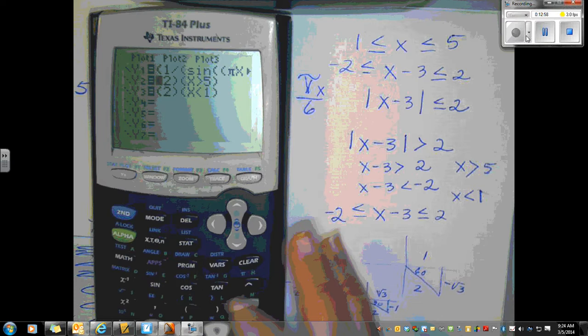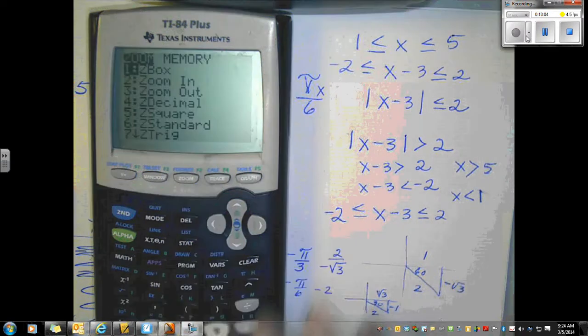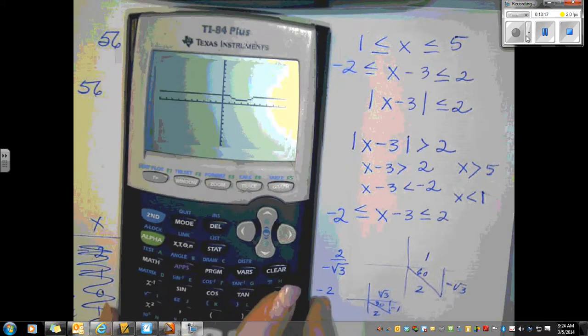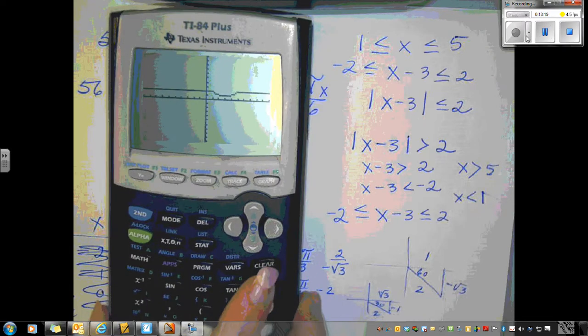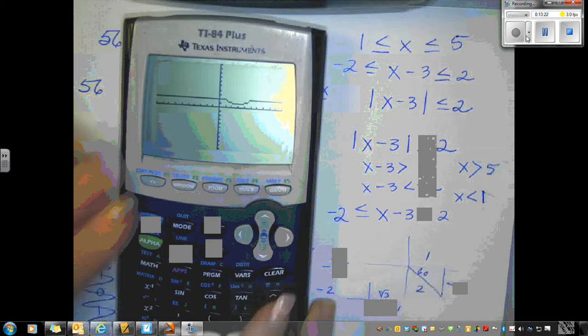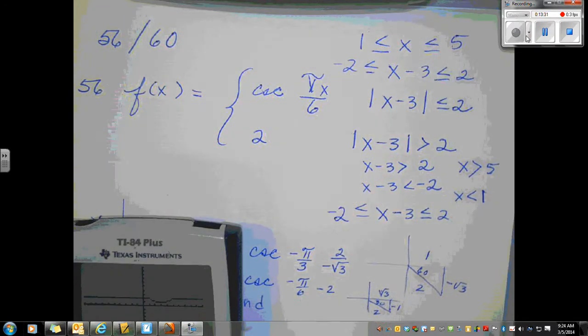Okay, now, because that was a trig function, what I did is I hit zoom 6 trig. And it does the first part. And you notice that it connected everybody. Now, guys, if you look at this picture and you see it looks connected, if you look at this original function, you have to make sure one of them said less than or equal to. That would mean that the hole got filled in there.